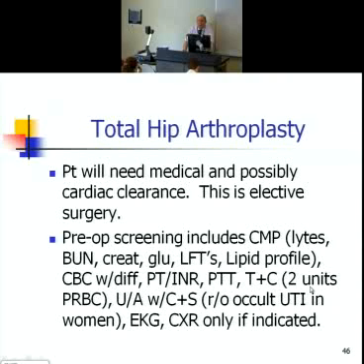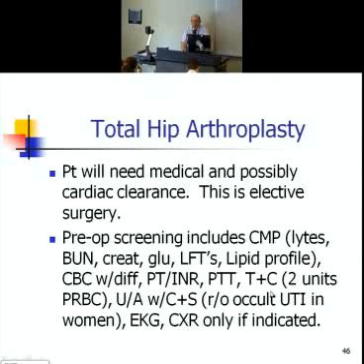And then we type and cross the patient for 2 units of packed red blood cells. They don't need whole blood. You don't want to give an old person with a heart that's already under the stress of surgery the additional intravascular volume of whole blood. So we just give them the packed cells. That's all they really need is the cellular components.